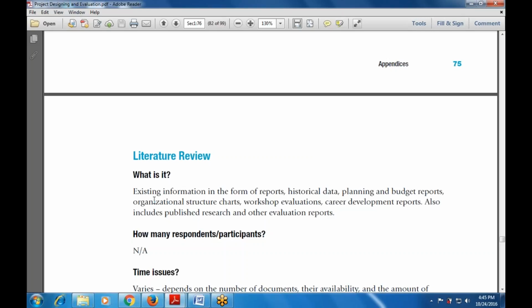Now, how many respondents or participants are used with or are available with the literature review? That is not applicable. Why? Well, this is a literature review. There is no participant. We are using statistical data. There is no report. There is no historical data that is required.